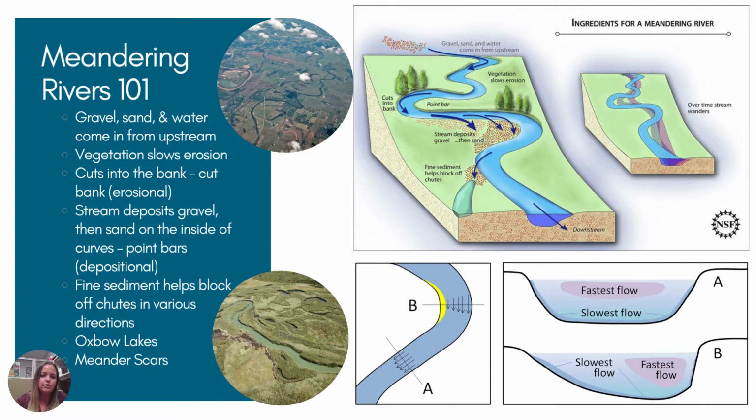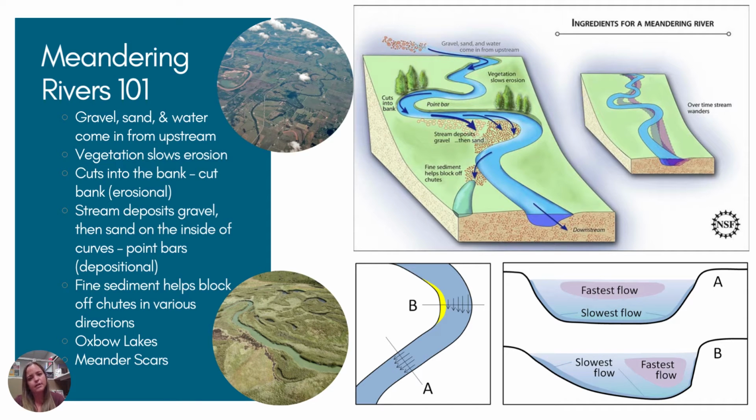So as it goes around a curve, there at B, you can see that there's a faster flow on the outside of the curve, and on the inside, it's slower. On the inside of the curve, we see a lot of deposition of sediment, and we call that the point bar. So a point bar is a depositional feature, and a cut bank is an erosional feature where material is being removed. With deposition, material is being left behind.